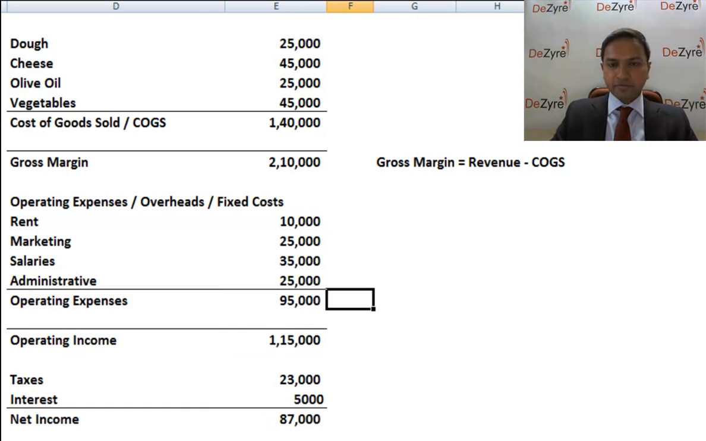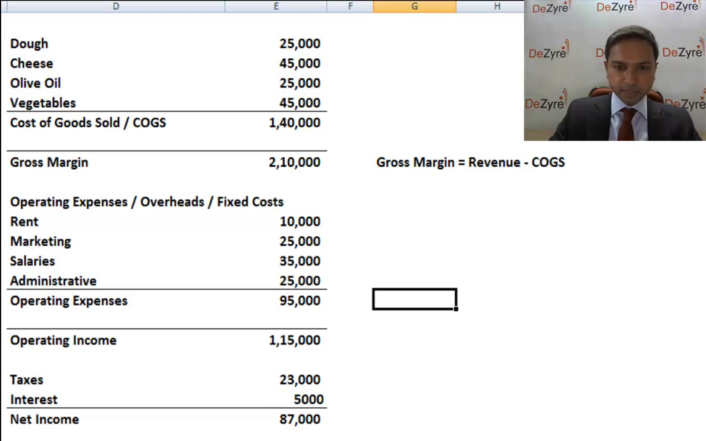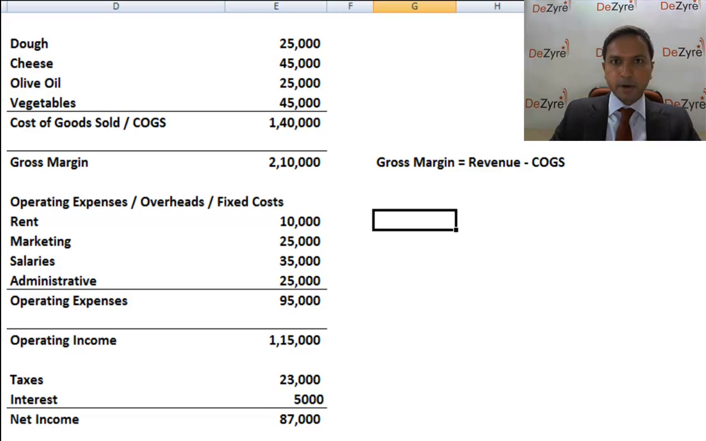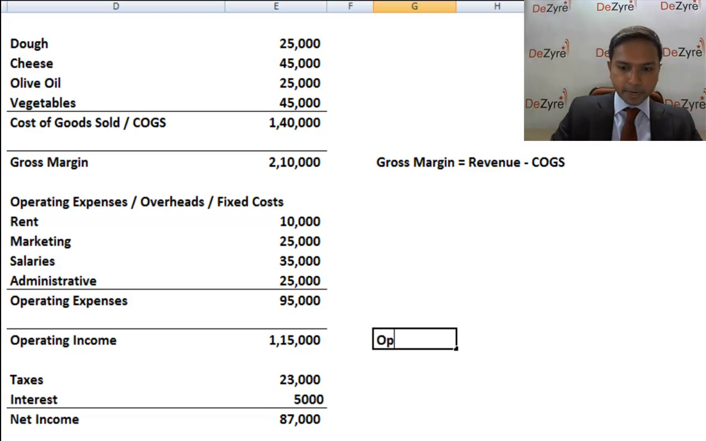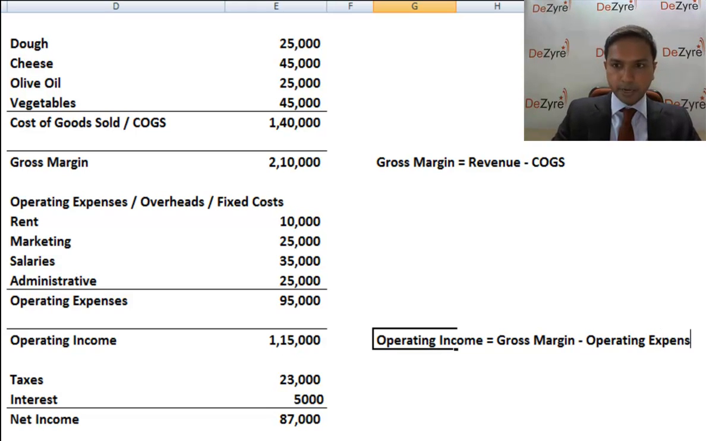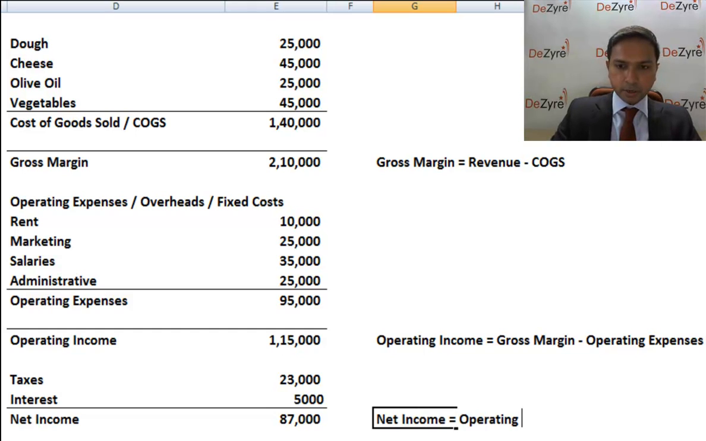Let's just go back here and write down a couple more formulas. We got the gross margin right there. Operating income. Operating income is nothing but the gross margin, which is the money left after you spend on the ingredients, minus the operating expenses. That's your operating income. Net income is essentially operating income minus taxes minus interest.